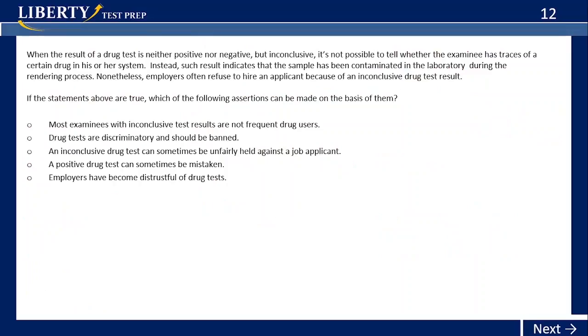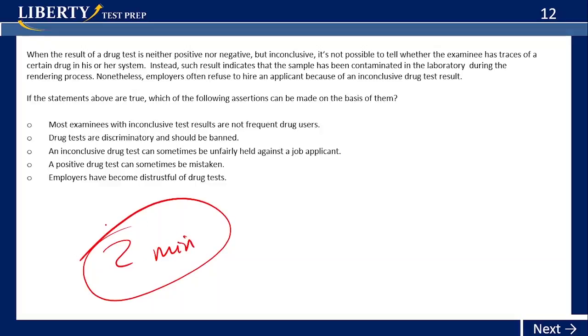So let's start with this number 12. Again, you have 2 minutes to do this, and then we're going to go over the answer together. So take your 2 minutes.